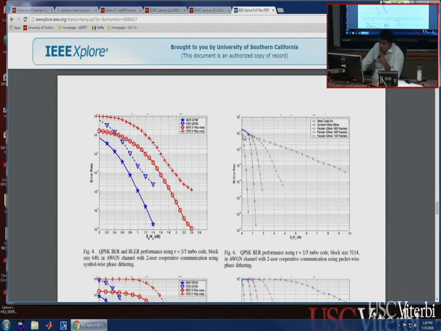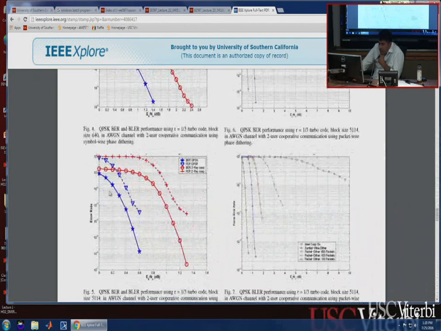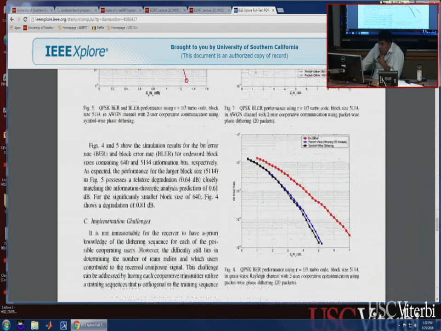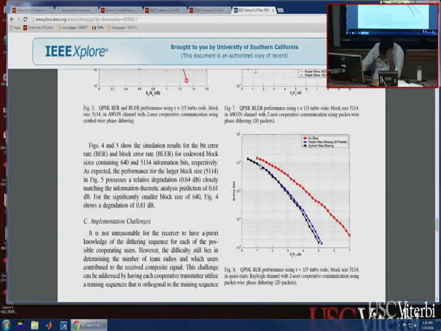So the performance would be much better if you had ideal cooperation, in which everything is perfectly synchronized. But if you could get some level of phase dithering, they show that you can also get benefits with respect to that. Here's an example that compares dithering with not dithering the packets.